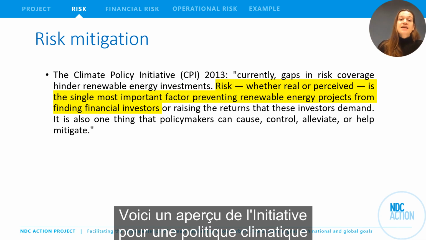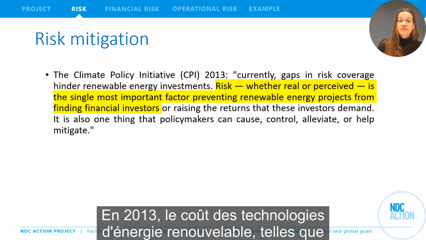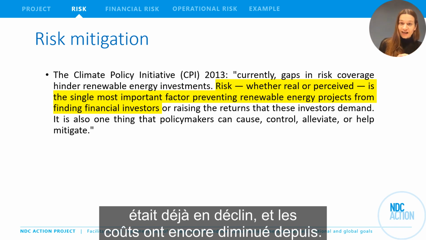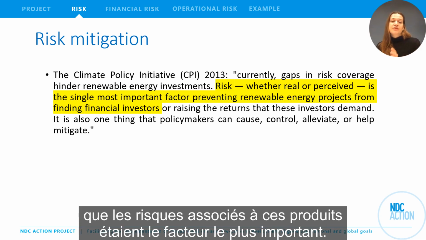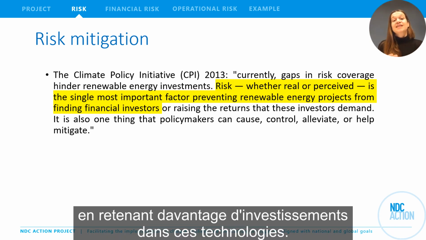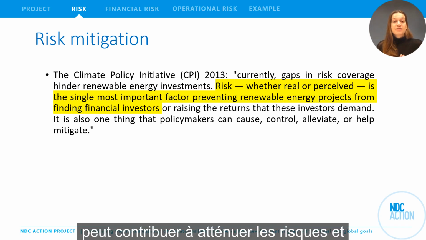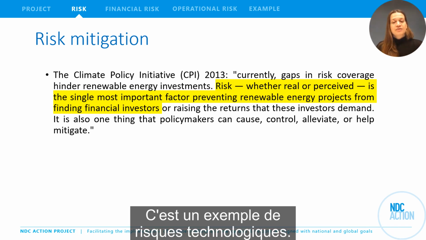Here we have an insight from the Climate Policy Initiative on Renewable Energy Investments from the year 2013. In 2013, the cost of renewable energy technologies such as wind and solar power was already in decline, and the costs have decreased further ever since. But what is pointed out here is that the risks associated with them were the single most important factor in holding back more investments into these technologies. It further underscores that policymakers can help mitigate risks and risk perception by investors. This is an example of technology risks.